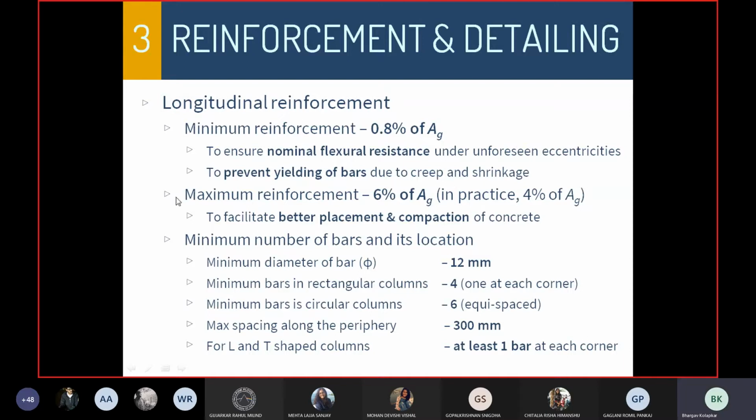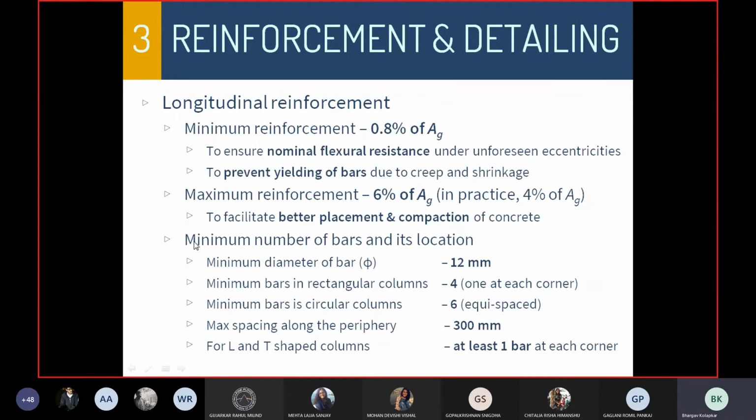Now, a simple reason for this is that there has to be space for concrete to go through. The column junctions are already very heavily reinforced, meaning that there is reinforcement from the beam in one direction, the beam in the other direction, and also from the column. So there's already a lot of reinforcement there. If there's no upper limit to it, it is going to be very difficult for the placement and compaction of concrete. So for that reason, the code says 6%, but practically we follow 4%.